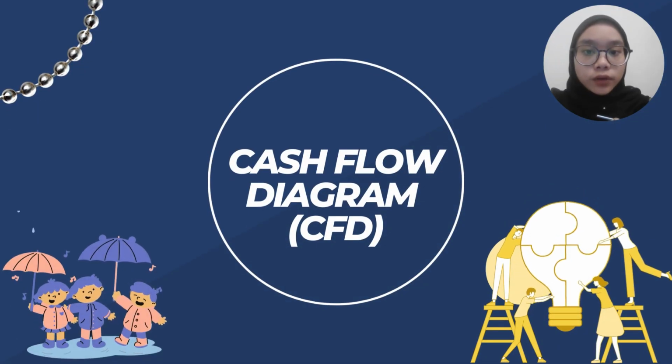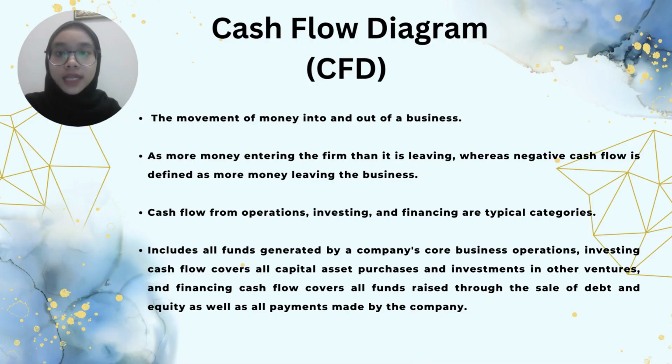Next, this is part of cash flow diagram. Cash flow is the movement of money into and out of a business. Positive cash flow is defined as more money entering the firm than is leaving, whereas negative cash flow is defined as more money leaving the business. Cash flow from operation, investing, and financing are typical categories.